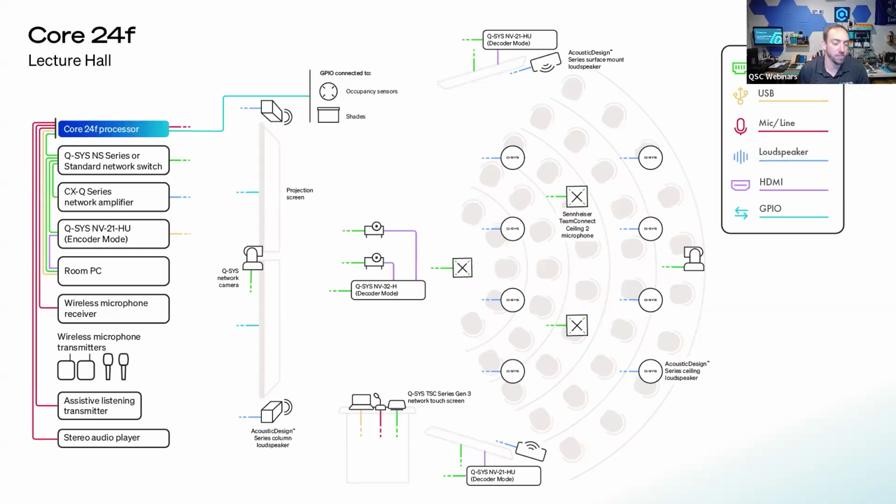This is an example of a medium space. So we have our Core 24, we've got a network switch, we've got a network amplifier, a whole NV system here, decoders, encoders, lots of ceiling speakers, lots of microphones to talk to, GPIO, cameras. All of this can be run just off of a single Core 24.